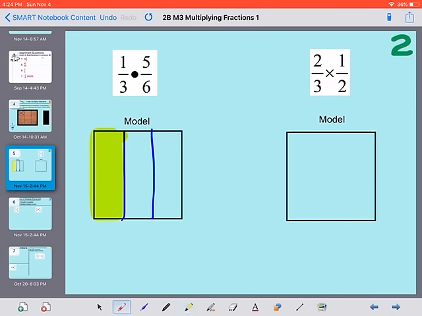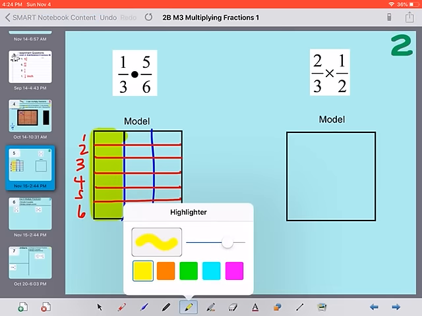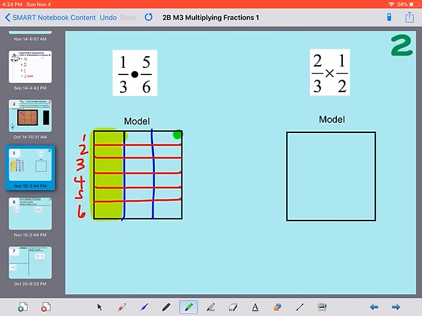So if we divide this into sixths, or into 6 pieces, 1, 2, 3, 4, 5, and 6. We can see that we have 6 pieces there. We are looking at 5 out of the 6 of those. So I'm going to use a green highlighter and go the other way. 1, 2, 3, 4, 5 out of the 6 pieces.